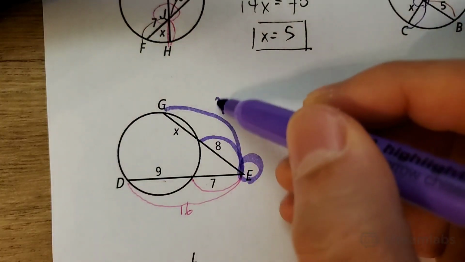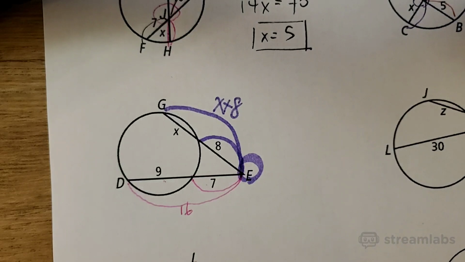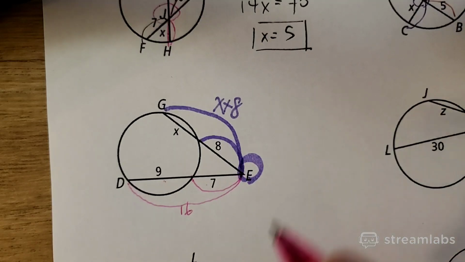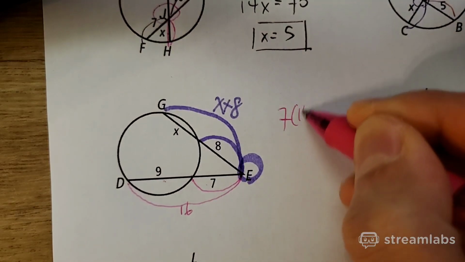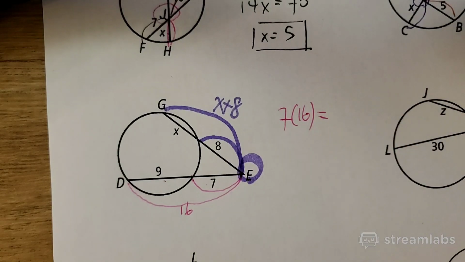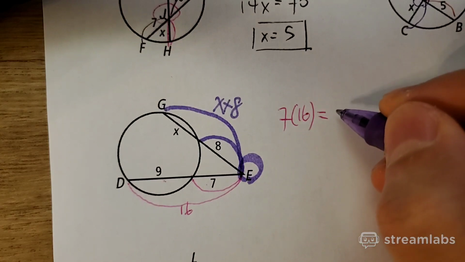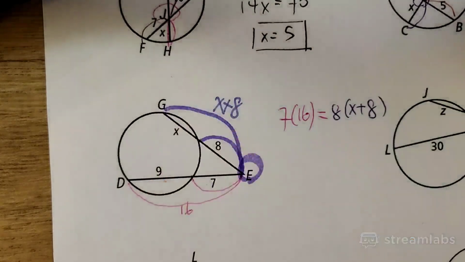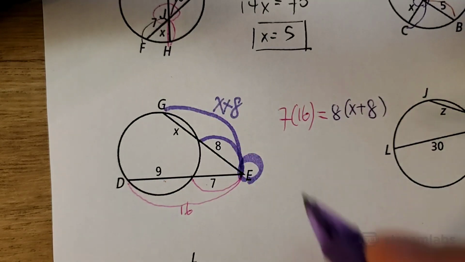X plus 8. Right. Very nice. Since that's the case, let us set it up then. So I got 7 times 16. Okay, 7 times 16 equals x plus 8 times 8, right? So 8 times x plus 8. Okay? And then use multiply out.